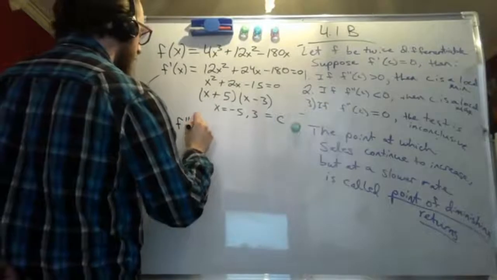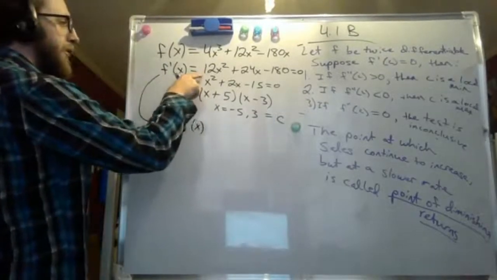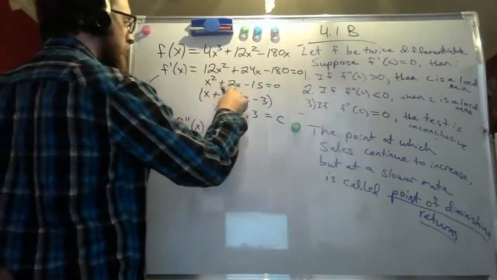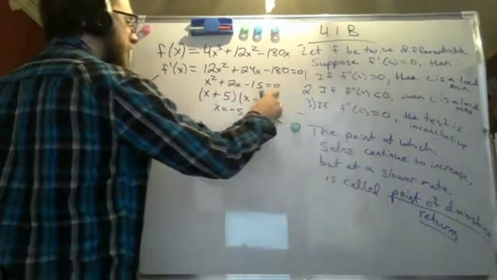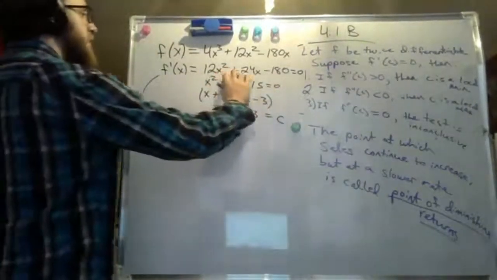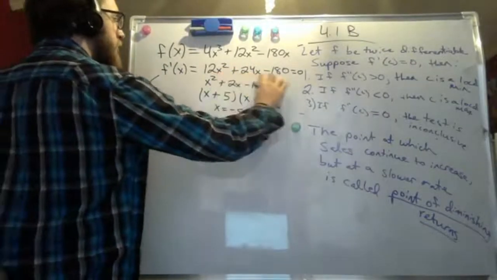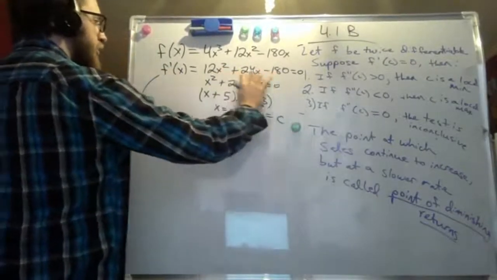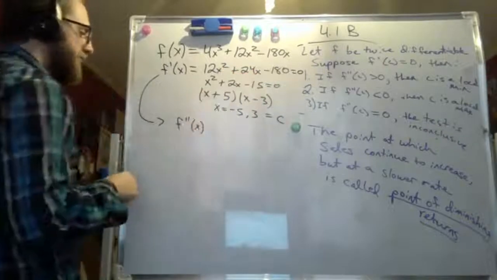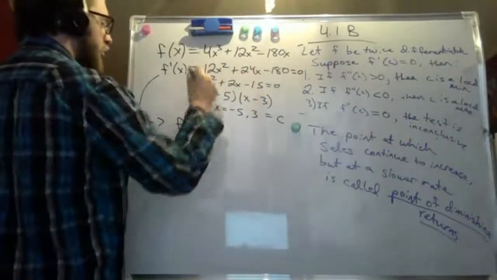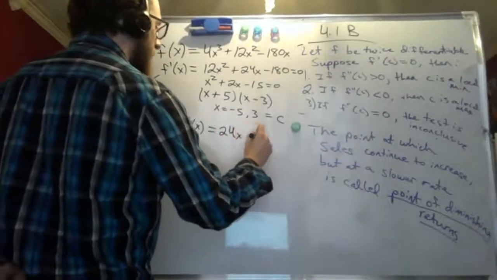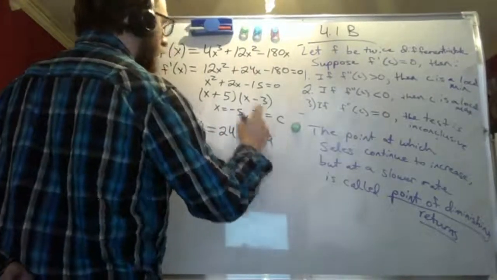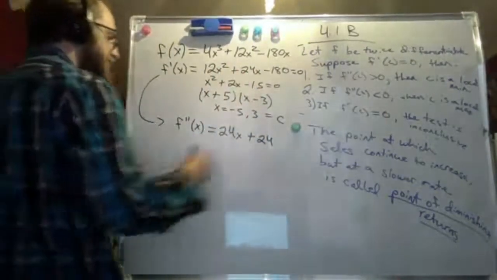So f double prime, and be careful here because you don't want to use your version where you factored out the 12. Because we divided it by 0, we could make it disappear. But here it's not equal to 0 anymore, so you don't want to do that. So use the original version we had for the first derivative. So, okay, what do we get? 12 times 2 is 24. So we got 24x plus 24, the derivative of 24x up there.